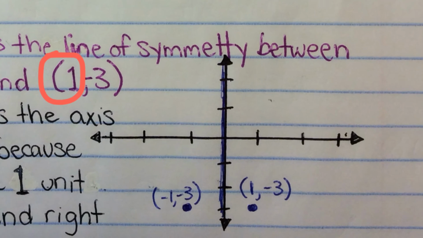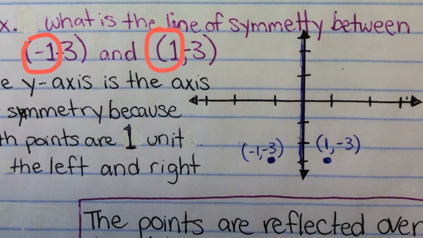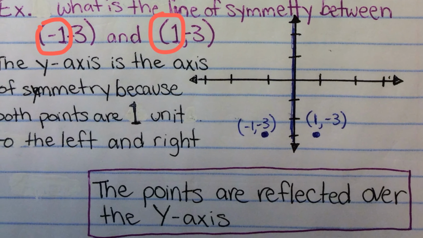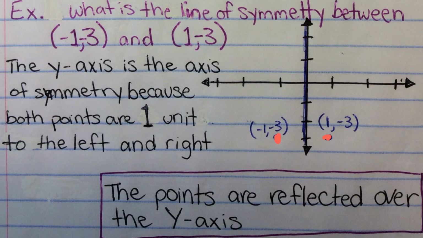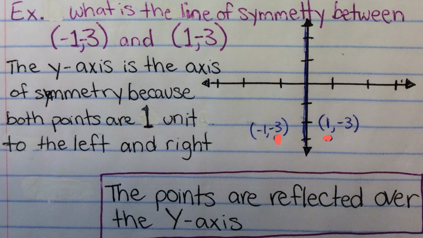Let's zoom back out and put this into context. Remember, the question is asking, what is the line of symmetry between these 2 points? Here we have our 2 points, and we want to know which line is directly in between the two, which would give us our line of symmetry. We see here that the y-axis is the axis or the line of symmetry because both points are 1 unit to the left and to the right.